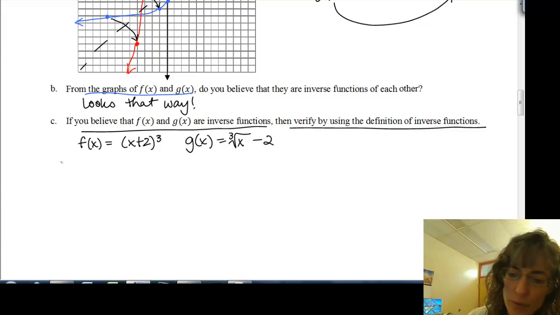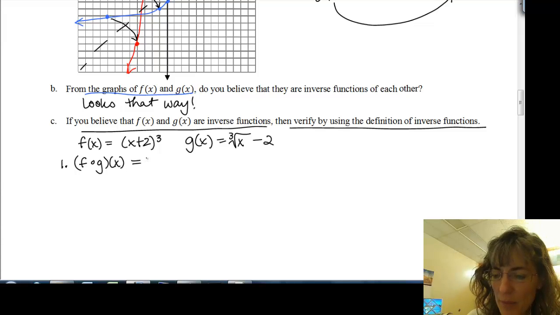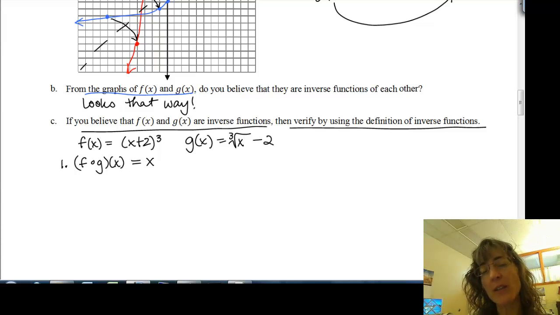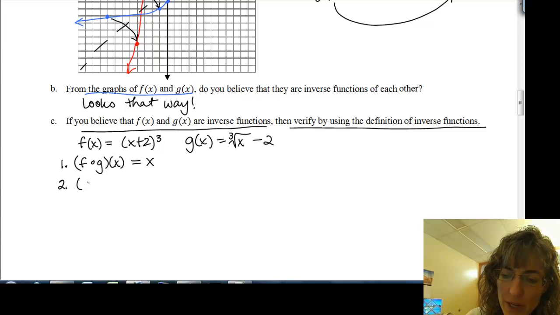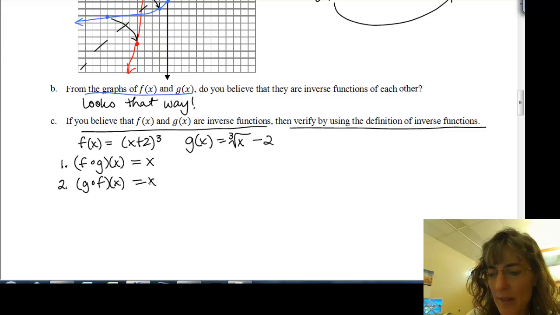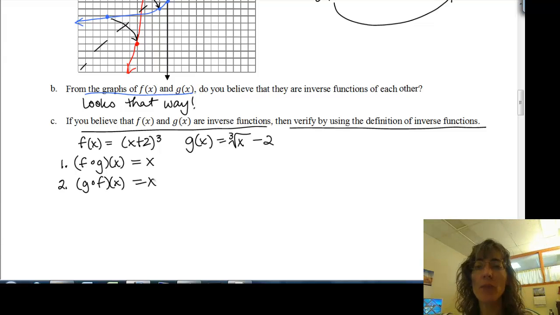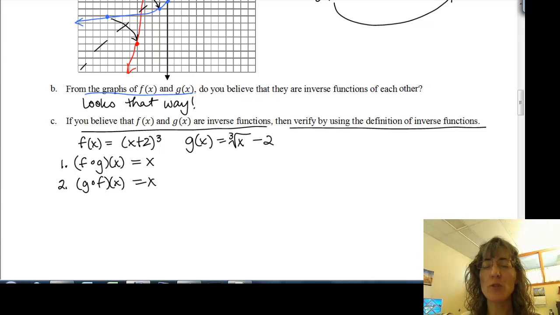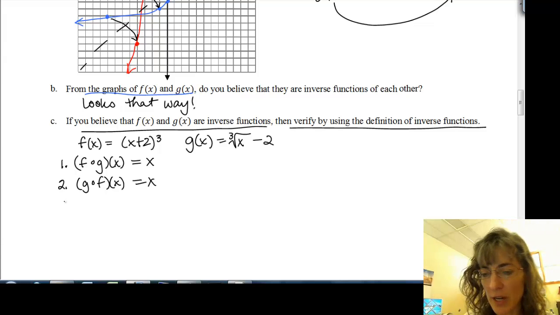Okay, so first thing I have to do is f of g of x, and I'm thinking it should be x. If they're really inverses, I should end up with x. And then another check I need to do is g of f of x, and that one should come to x as well. If they both come out to x, the two functions are inverses. So let's try it out.